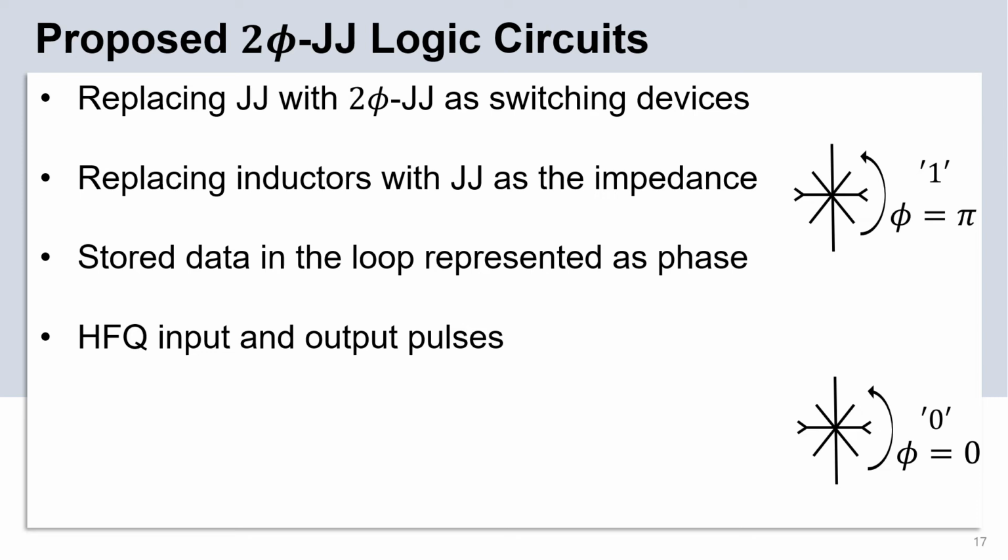We now replace each JJ with the 2πJJ as the switching elements in the proposed 2πJJ logic circuits, and we replace each inductor with a JJ as an impedance, and the stored data in the loops is represented as phase. The π is a logical 1, the 0 is a logical 0, and we have HFQ inputs and outputs, and not SFQ, not single flux quantum pulses.